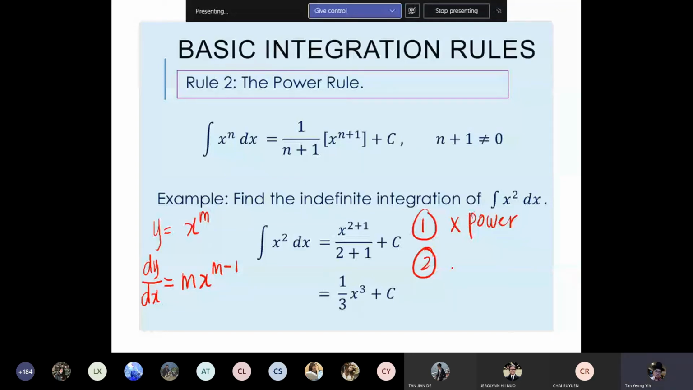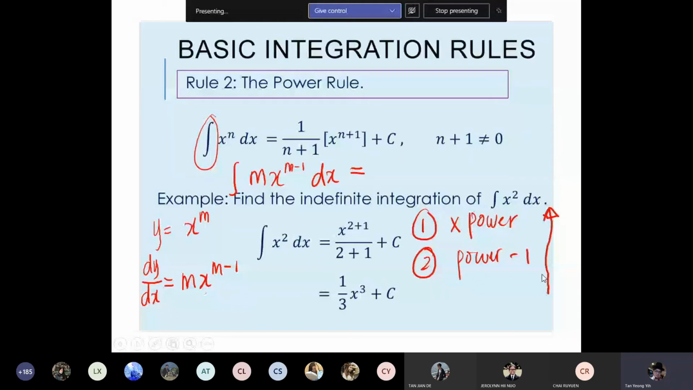Now when we do the integration, it's supposed to be the reverse. So I integrate this one, m x to the power of m minus 1. Now we are going to do the reverse. Student, look at the screen here. When we do the reverse, we are doing it from bottom to top. We are doing the reverse.